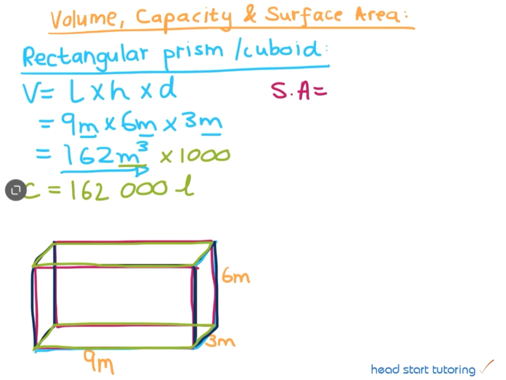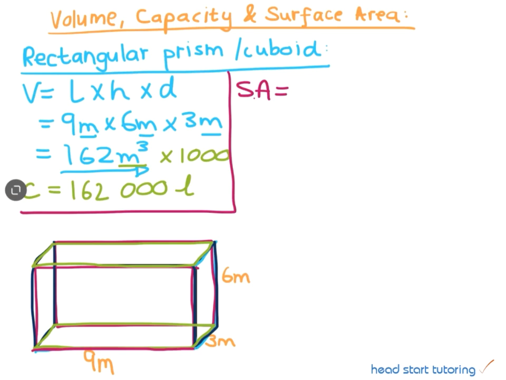Right, so we need to make some more space. So surface area is equal to, let's start with one of the front or the back faces. The front or the back face will be 9 by 6. So that's 2 times 9 by 6. And we just remember that these measurements will all be meters squared.